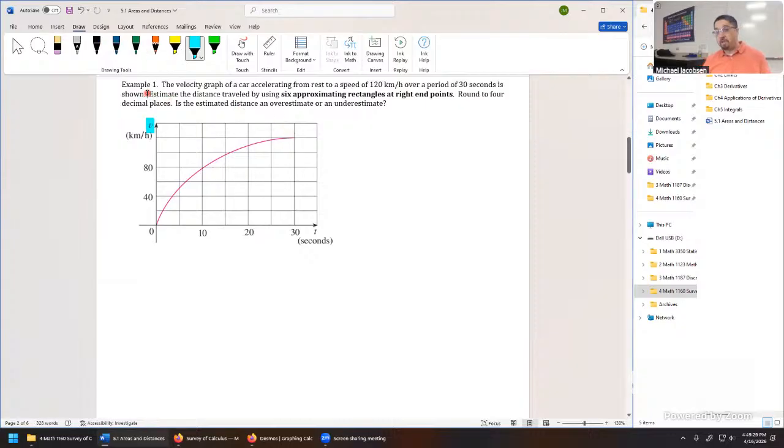Now we're told, based off knowing the velocity, estimate the distance traveled by using 6 approximating rectangles at right endpoints. The last problem we were looking at, it was 4 approximate rectangles at right endpoints. We'll round to 4 decimal places, and also determine if we're giving a distance that's an overestimate or an underestimate.